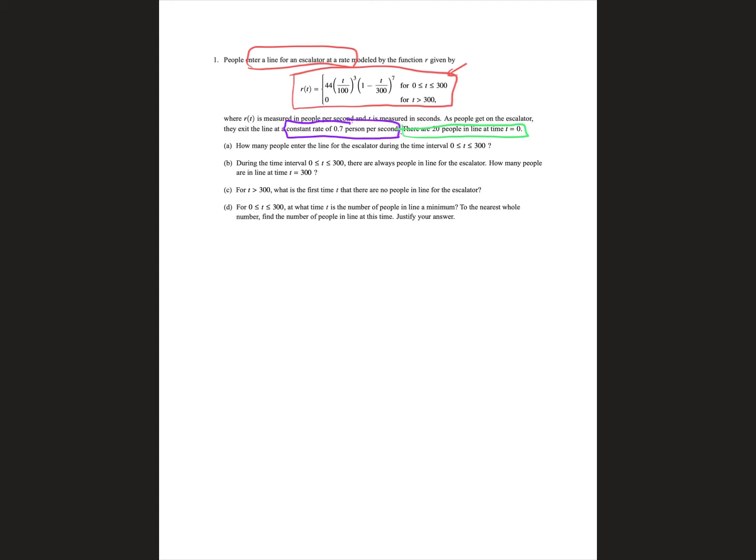How many people enter the line for the escalator during this time interval? So when I look at that, part A, that's entering the line, and we have the rate for entering right here. And we know to get the number of people, we're going to do a definite integral, and we're going to go from 0 to 300 of that rate. And when I plug that into my calculator, I get exactly 270 people.